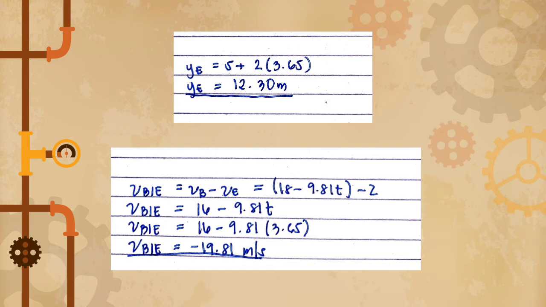When the ball hits the elevator at time t equal to 3.65, our v_b/e is equal to negative 19.81 meters per second. The negative sign means that the ball is observed from the elevator to be moving in a negative sense, which means downward.